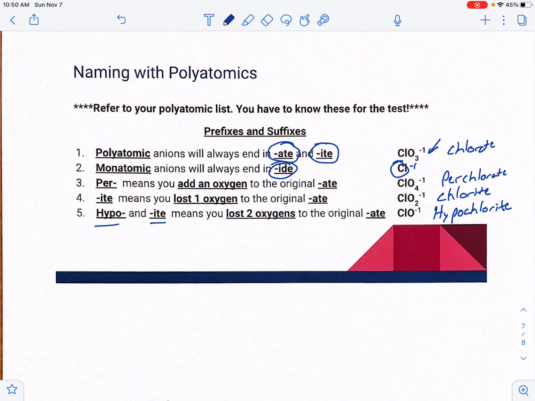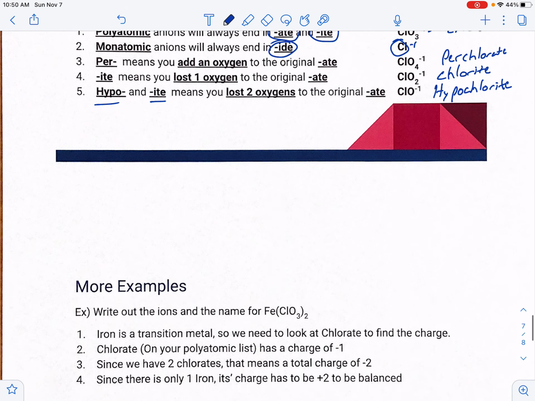So you see how I never used IDE for anything that was polyatomic. If it is monatomic by itself, it's IDE. If it's polyatomic, it can either end in ate or ite, depending on if you lost or gained oxygens, and we also deal with some prefixes. Again, it's not too bad, it just takes a lot of practice.